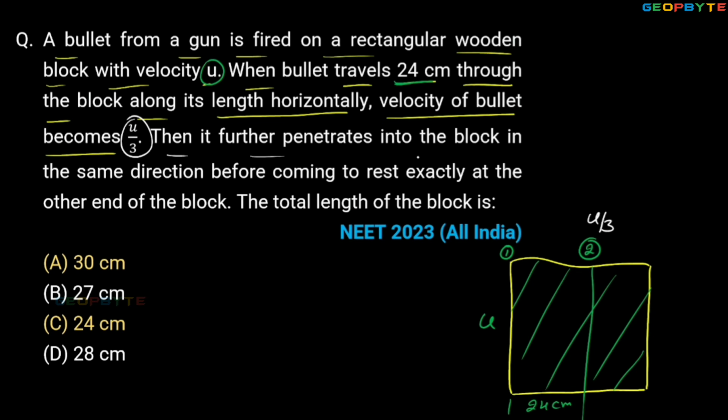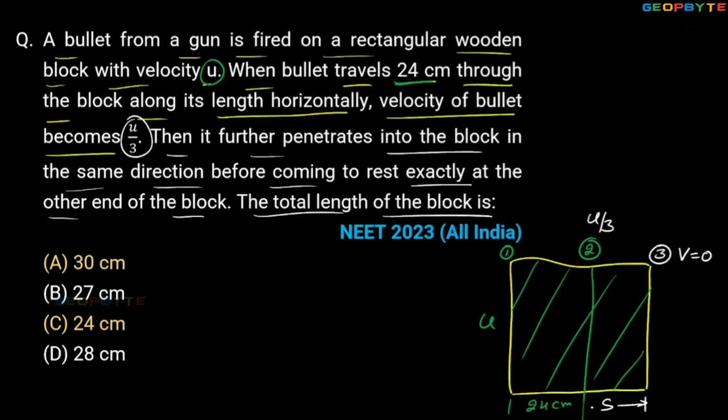Then it further penetrates into the block in the same direction before coming to rest exactly at the other end of the block. At the other end of the block, let the state 3, where the velocity is 0. Then the total length of the block equals the distance from 1 to 2 plus the distance from 2 to 3. Let the distance from 2 to 3 be s. Then 24 plus s is the total length of the block.